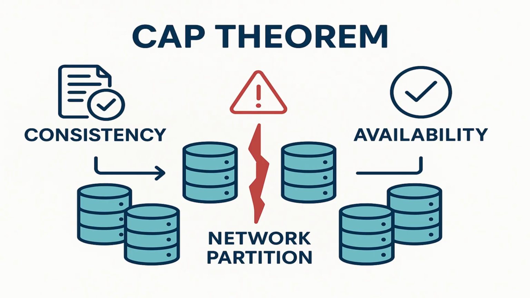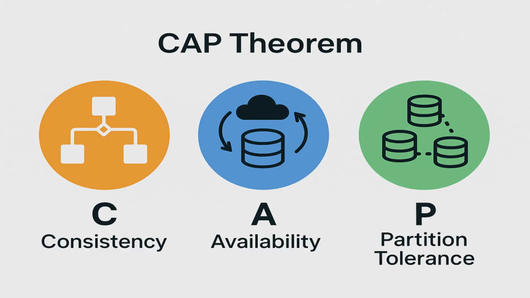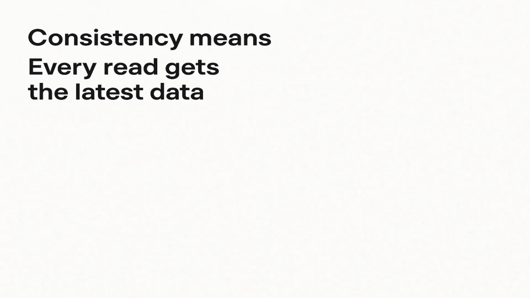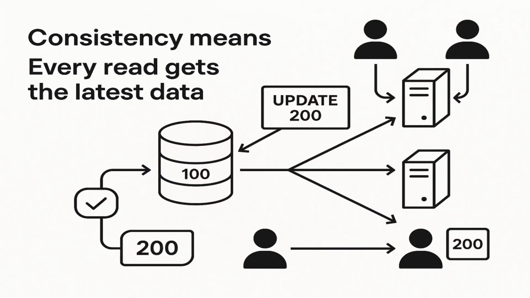To understand it completely, we need to understand all three components of the CAP theorem. Here, CAP is an acronym where C stands for consistency, A stands for availability, and P stands for partition tolerance. Let's break these down one by one. First is consistency. Consistency means every read gets the latest data. In a distributed system, multiple nodes are doing reads and writes. No matter which server handles the request, the user should always see the latest data. If you update a value and then someone else reads it, they should see the updated value immediately, no matter which server they connect to.